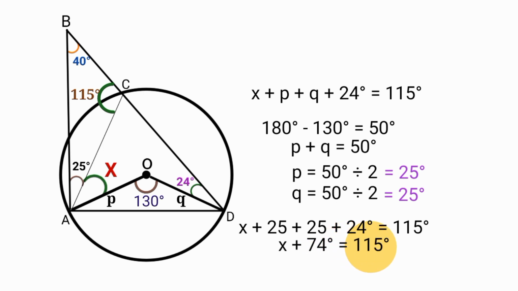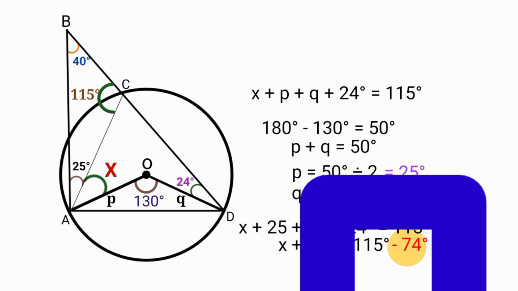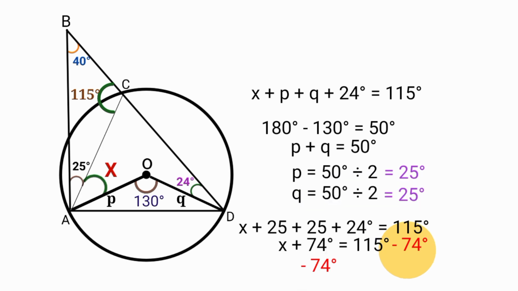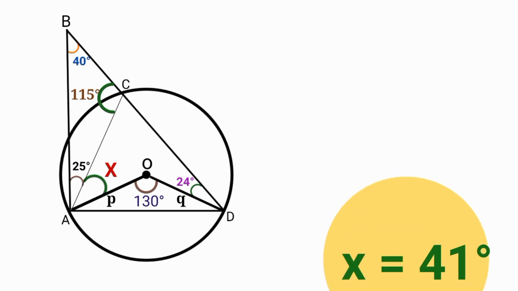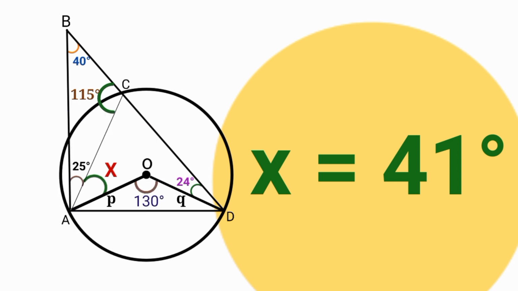To find the value of x here, we subtract both sides by 74 degrees. So this will be equal to x plus 74 minus 74 equal to 115 minus 74. 74 minus 74 is 0. 115 minus 74 is 41. So x equal to 41. Therefore, this angle here, angle x, is 41 degrees.